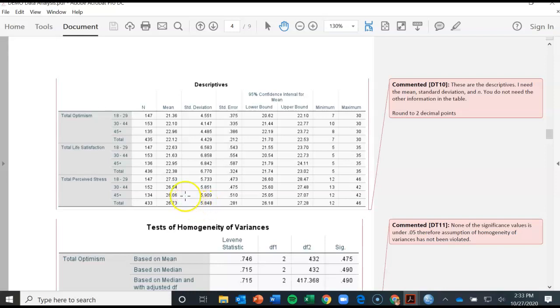Typically, what you see in journals is that they don't give you the total N. Some people do. I tend to find it a little too busy. I just focus on the group N for each of the three groups, the mean for each of the three groups, the standard deviation for each of my variables. And I'll show you in a minute here the way I would set that up.